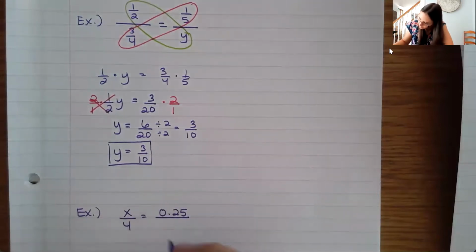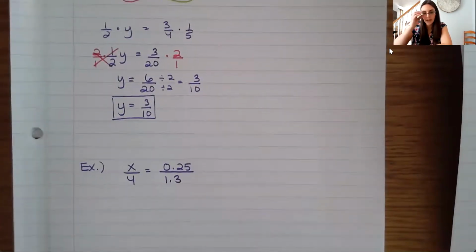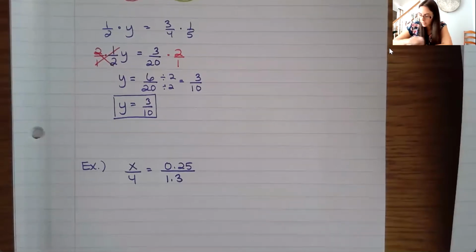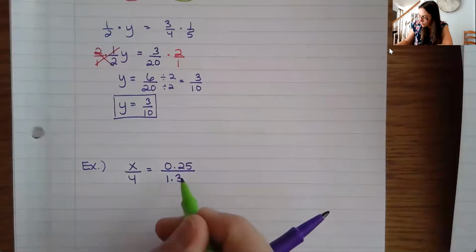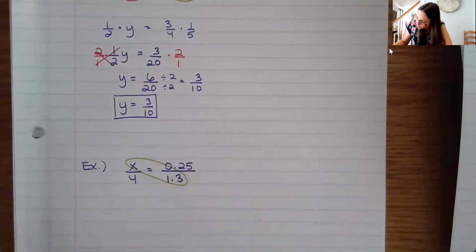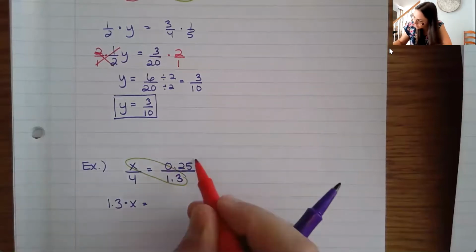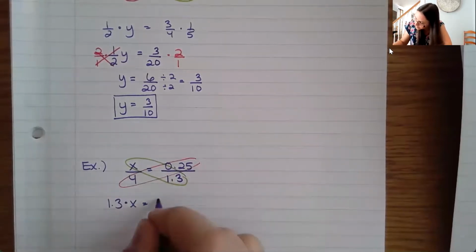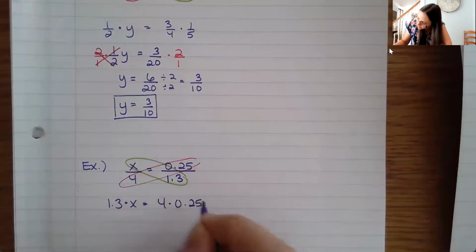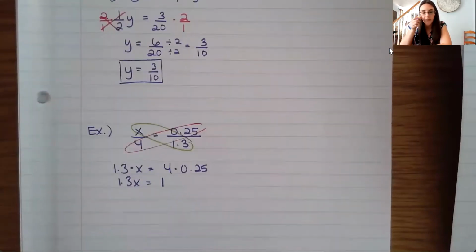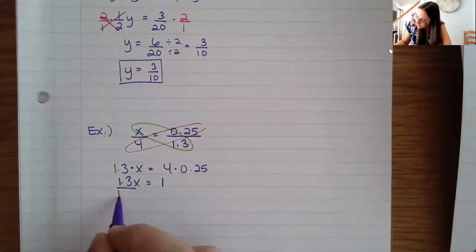So let's do another one. X over 4 equals 25 hundredths over 1 3/10. So again, we're just going to cross multiply here. So I have 1.3 times X. And then going this way, I have 4 times 0.25. So I have 1.3x, and then 4 times 0.25 is actually just the number 1. I have to just divide by 1.3 on both sides here.